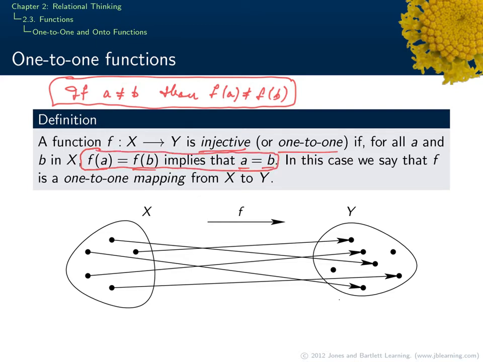Now, the figure that you see on the slide illustrates a one-to-one function. And how might we see that? Well, we should just observe that if you take any two different elements in the domain, they give rise to two different outputs in the codomain.